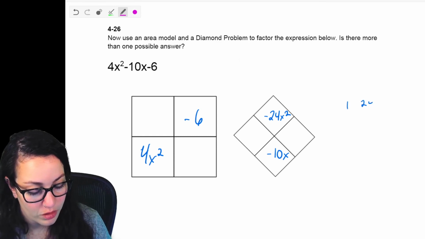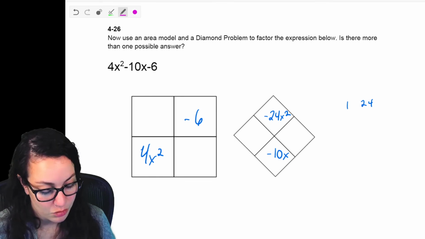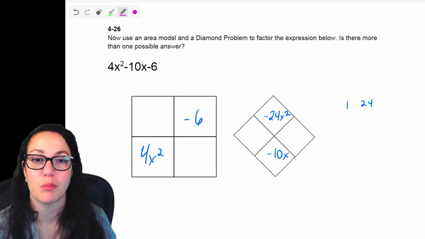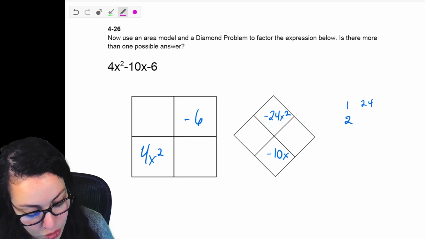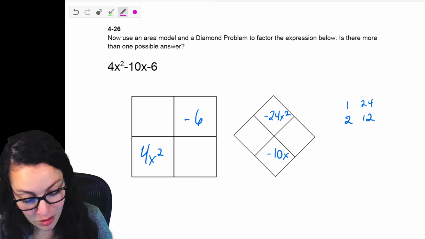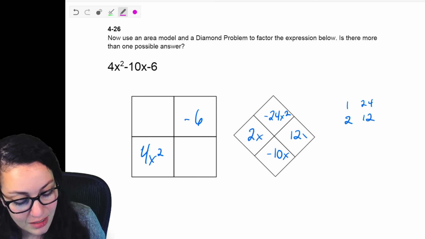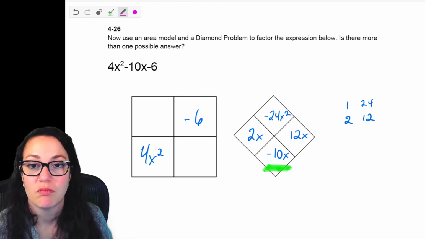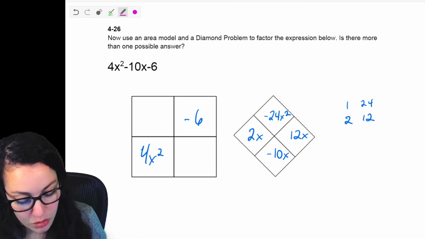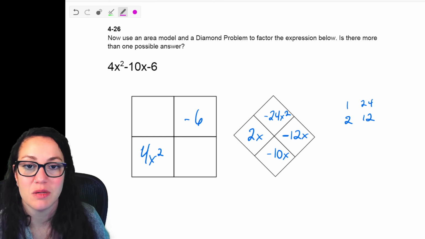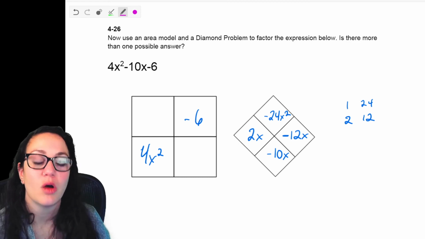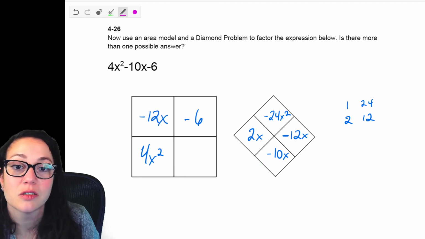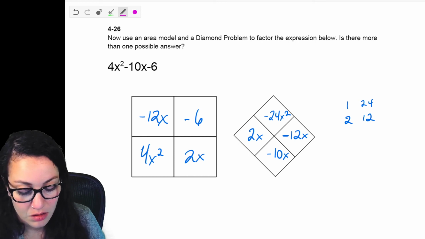So 1 and 24, those don't have a difference of 10, right? These are both negative now, so instead of adding to negative 10, they need to be 10 apart. Well, 2 and 12, oh, hey, those are 10 apart. So I know it's going to be 2x and 12x. And then since this is a negative 10, I need the negative number to have more weight. It needs to have a greater absolute value. So then my 12 has to be negative, because negative 12 and 2 is what's going to add to negative 10. Cool. So negative 12x and positive 2x, and then we factor.